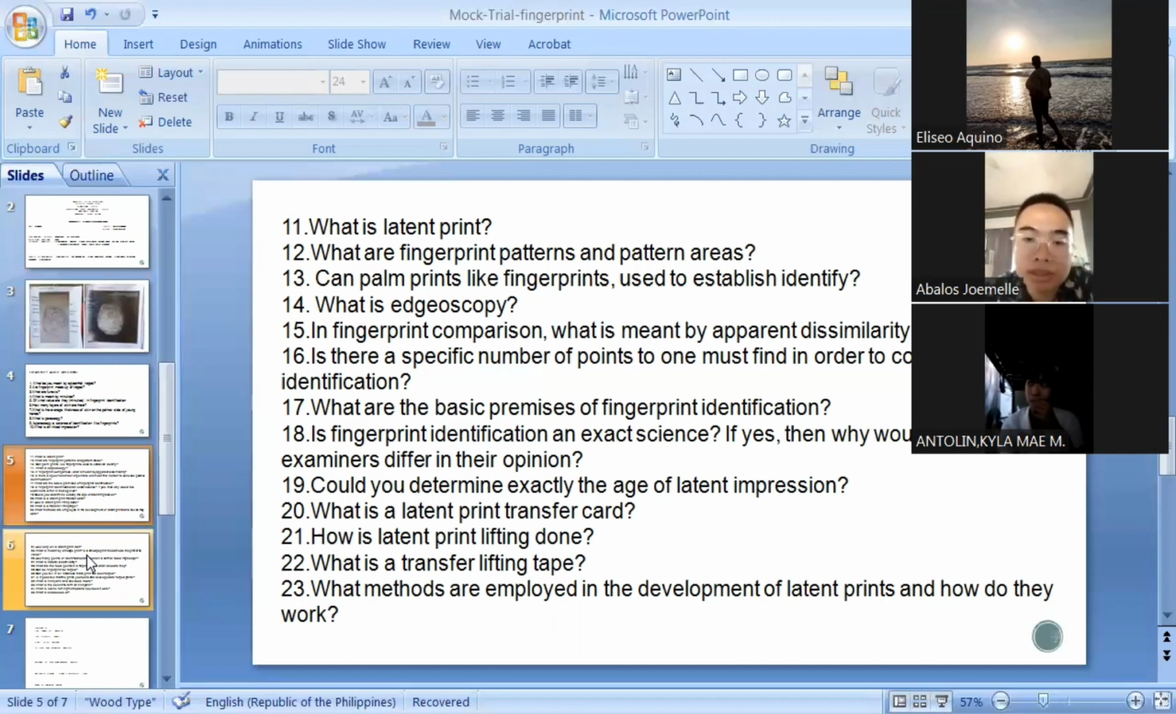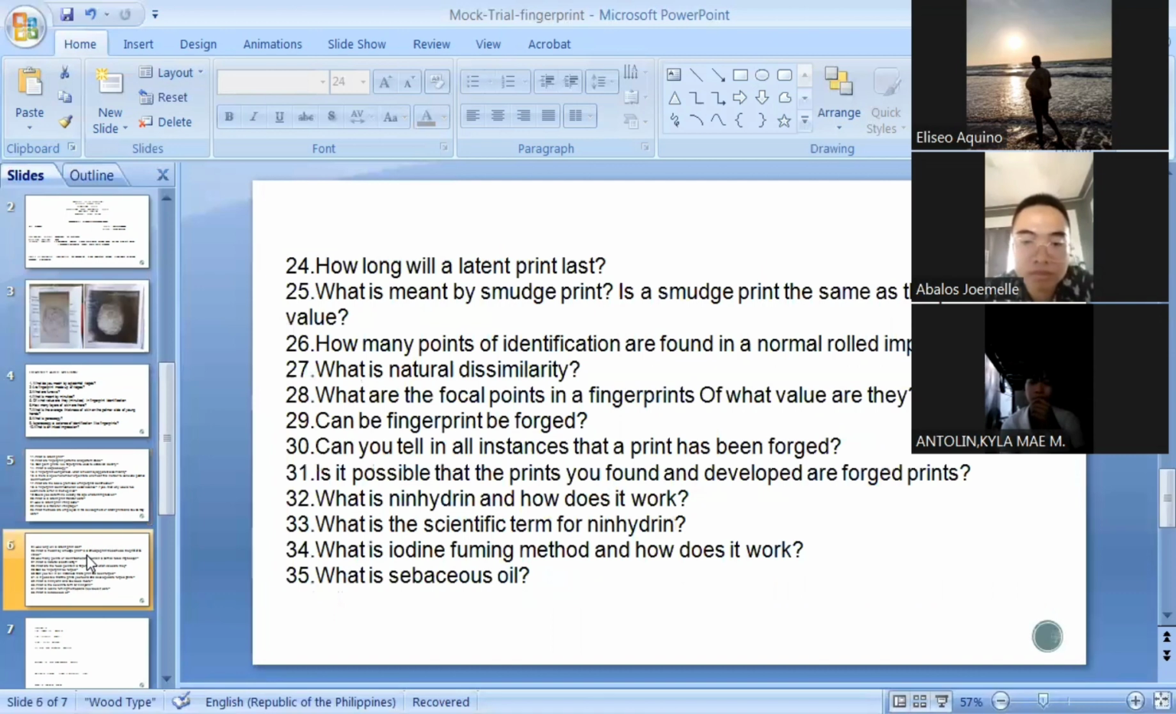Next question, Buds. How long will a latent print last? According to what I researched, it lasts at least 40 years, if never touched.